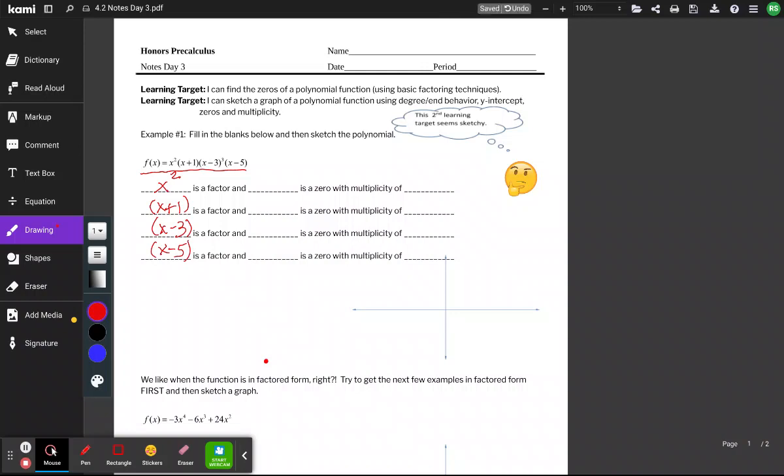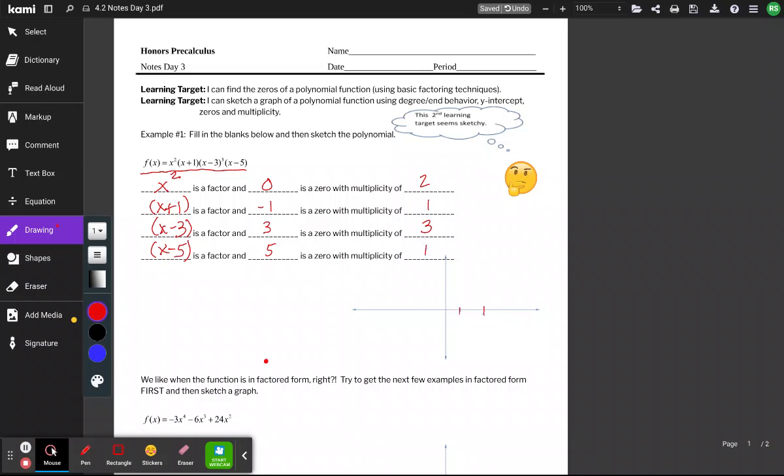Remember, factors are things you are multiplying together. So x squared is a factor, x plus 1 is a factor. And that means 0 is a 0, negative 1 is a 0, positive 3 is a 0, and 5 is a 0. So when we talk about factors, we're talking about that binomial that's being grouped together. When we talk about the zeros, we're talking about our x-intercepts. When we talk about multiplicity, it's the number of times that the function repeats that factor. So x minus 3 was to the power of 3, x minus 5 to the power of 1.